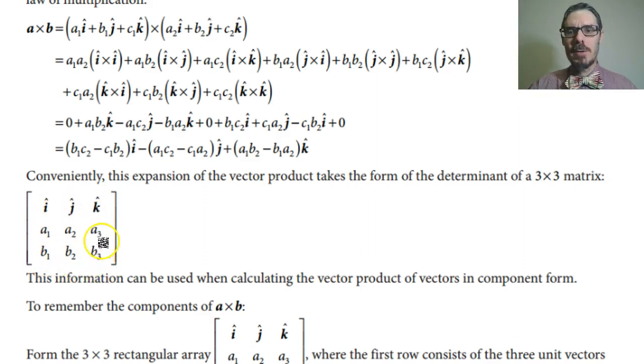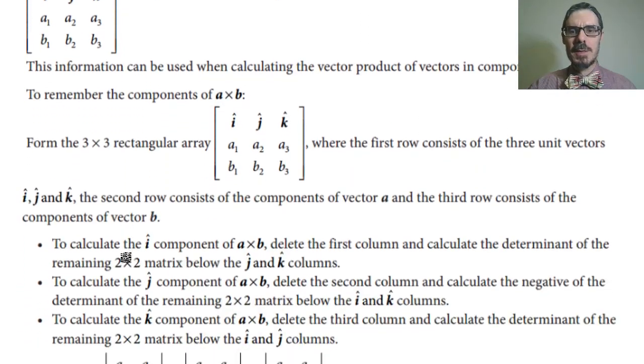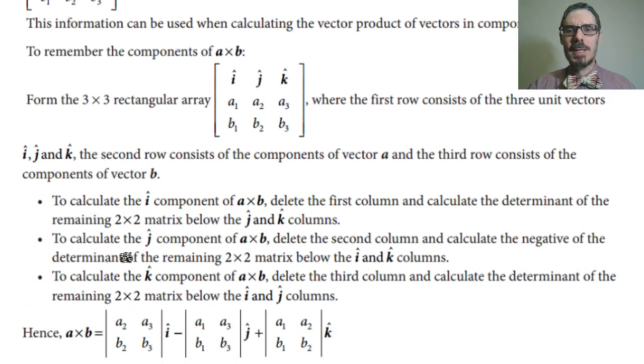Now what we have to do is write out our vectors like this: i, j, k, x, y, z, p, q, r, or a1, a2, a3, b1, b2, b3, and then we find the determinant, because the cross product A cross B is the determinant of this matrix. Now what's the determinant? The determinant is this.